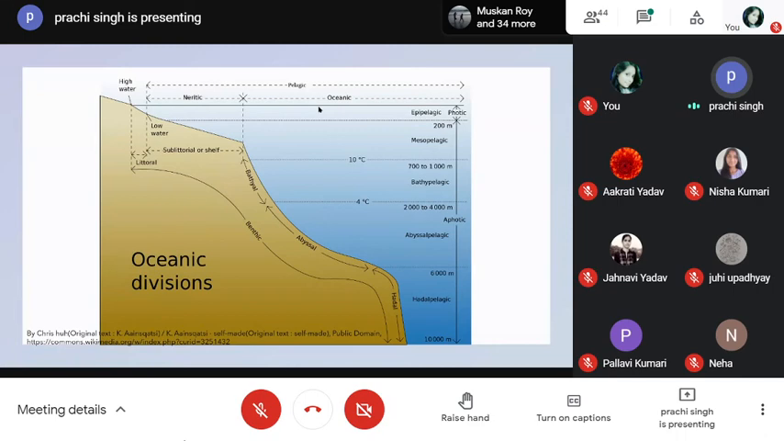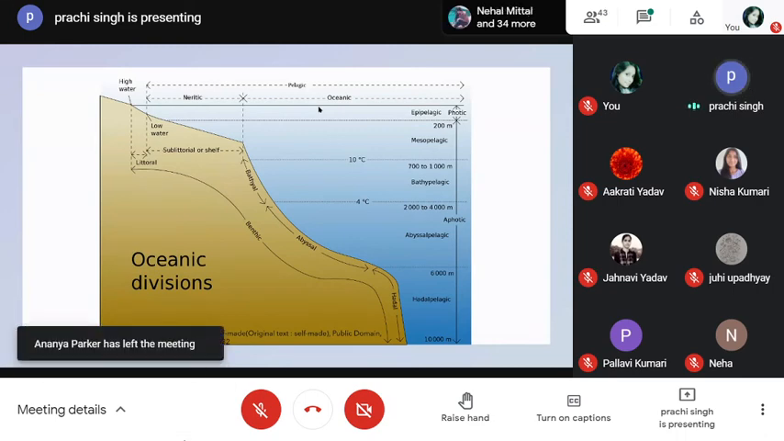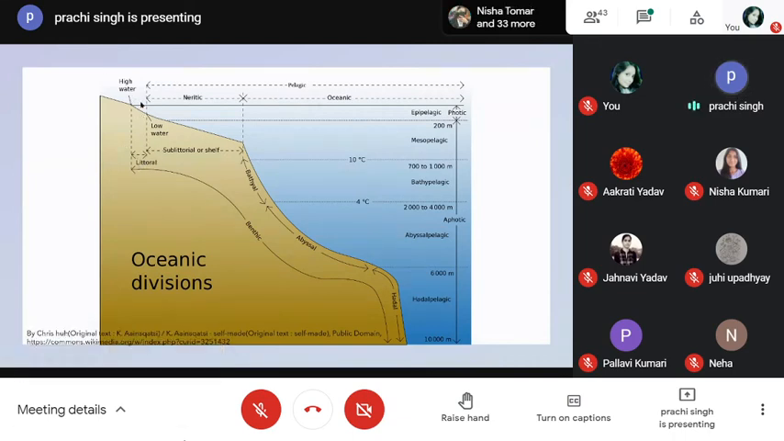Like the pond ecosystem, the marine ecosystem is also divided into zones. As I had already told, the littoral zone is the zone which is close to shore. So this region that is close to shore is littoral. Once again, remember this.